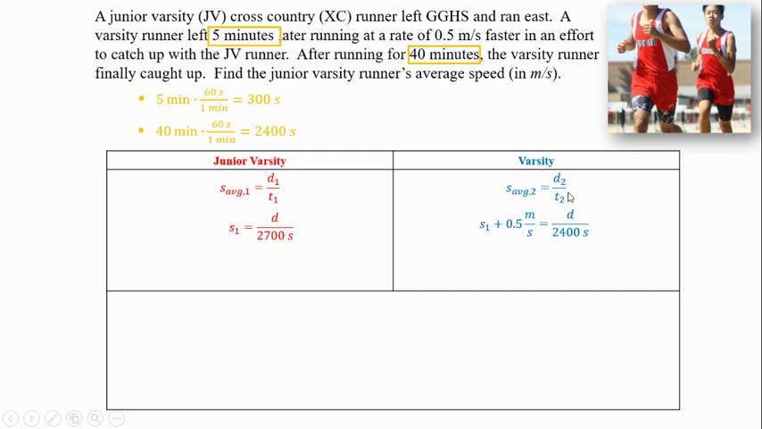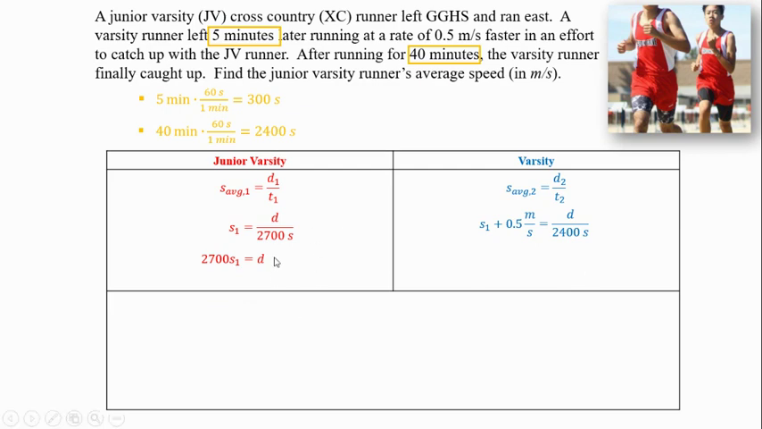Then I replaced D2 with just D. Again, the distance for both runners is the same. The time for the varsity runner is only 2,400 seconds because that runner has only been running for 40 minutes. Hopefully by now you can see we have S1 and D on the left side, and S1 and D on the right side. So we have two equations with two unknowns, and we're trying to solve for S1. We need to get rid of D, so I will solve for D on both sides and set the two expressions equal. By doing so, I can get rid of the variable D and leave just S1 in my work.